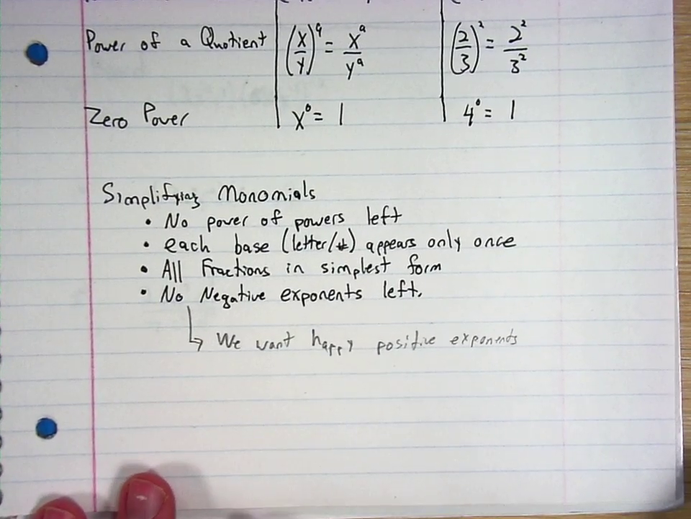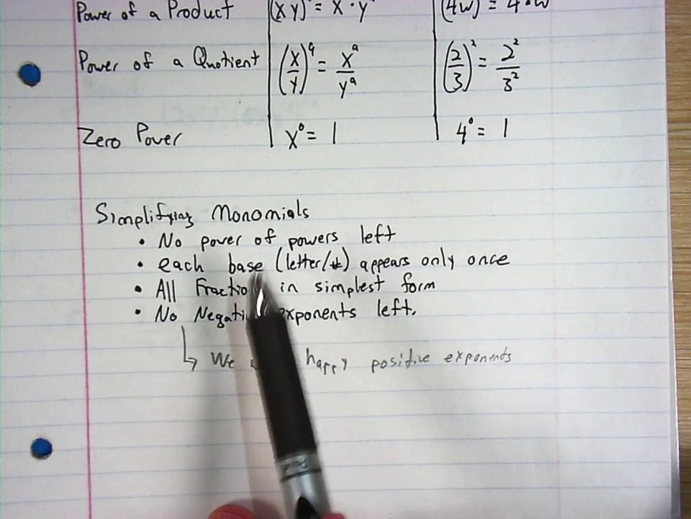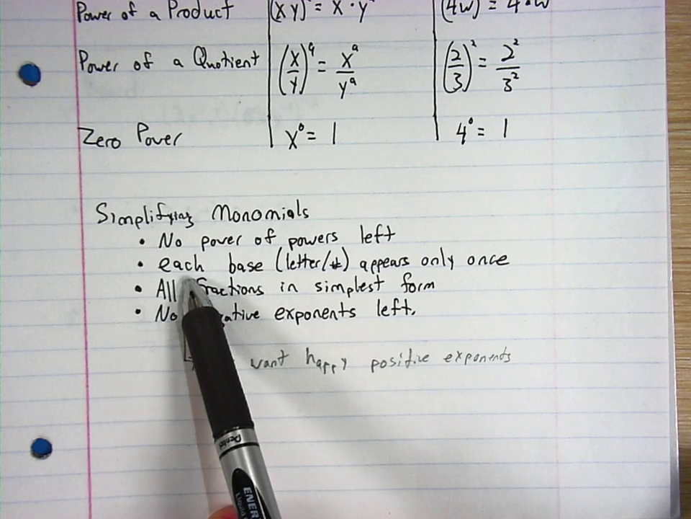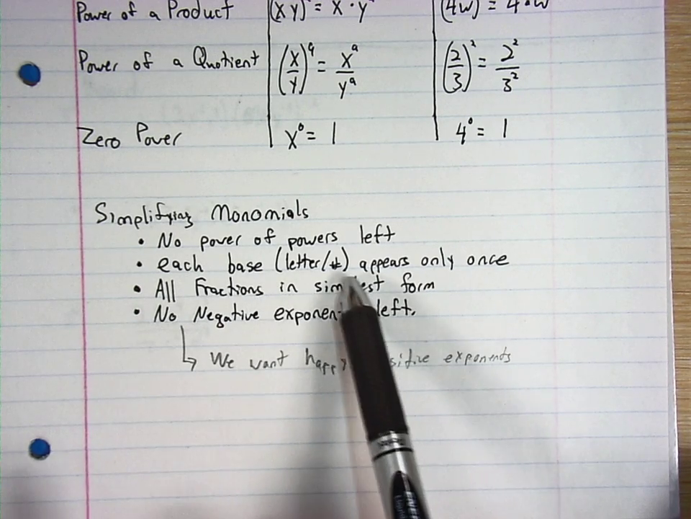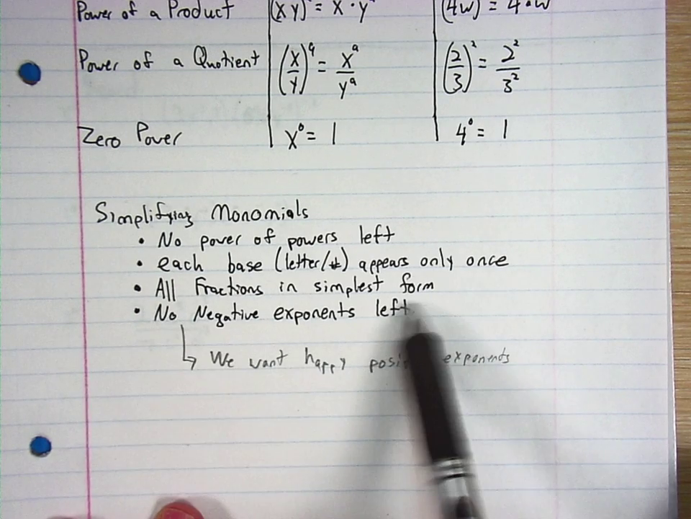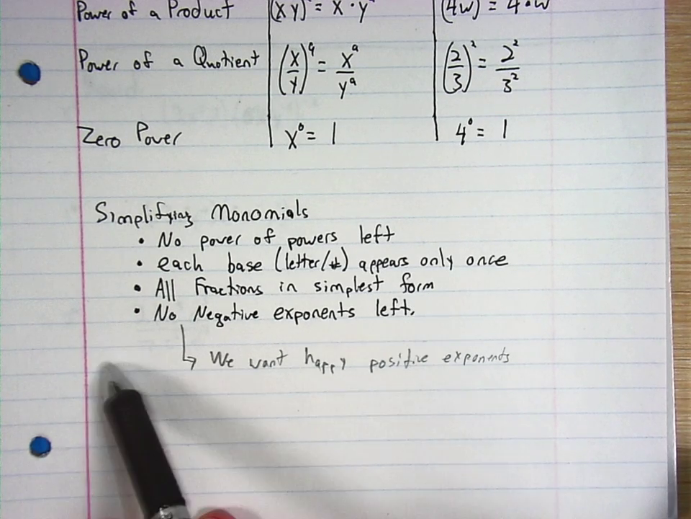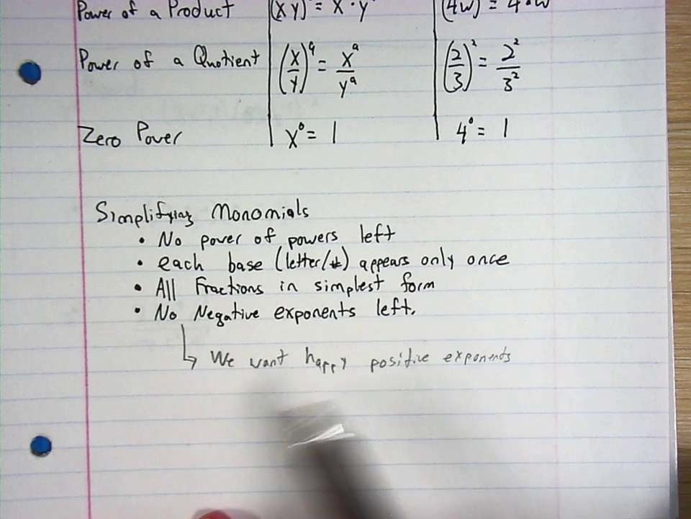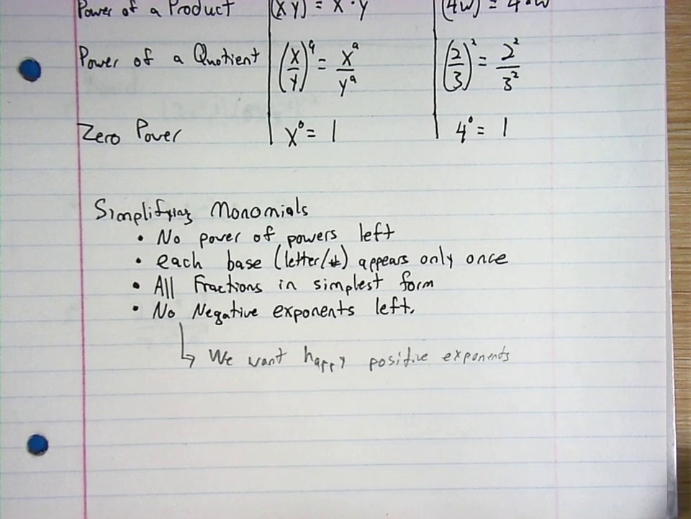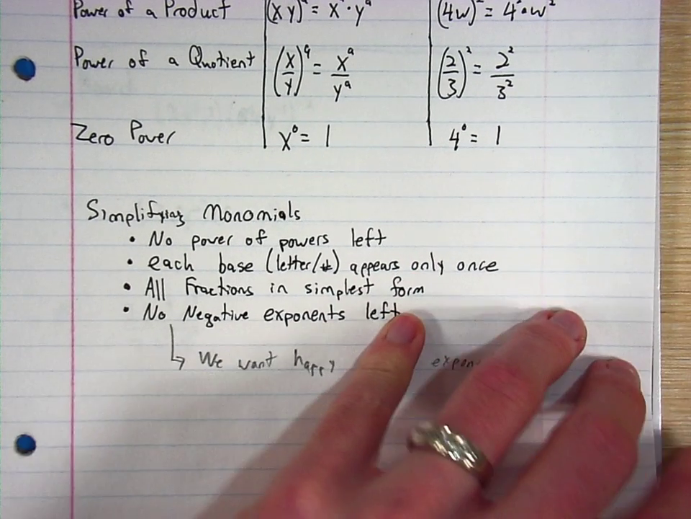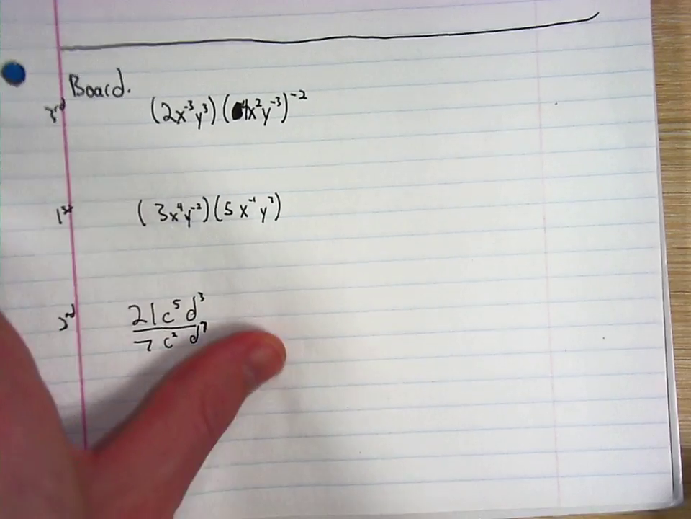Simplifying monomials. This is how you know when you're done with your homework today. When you have no power of powers left, when each base, each big letter or big number, appears only once, all the fractions are in simplest reduced form, and we don't have any negative exponents left. We want happy positive exponents. Okay, so those are our rules and our properties for today. Let's take a look at some examples.